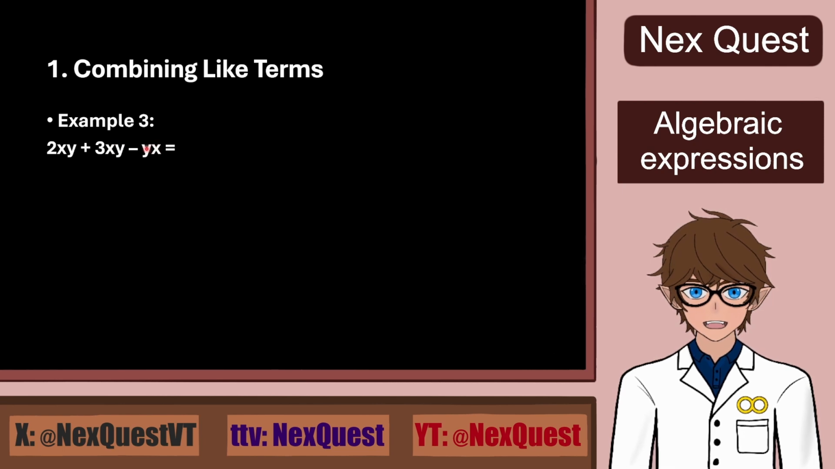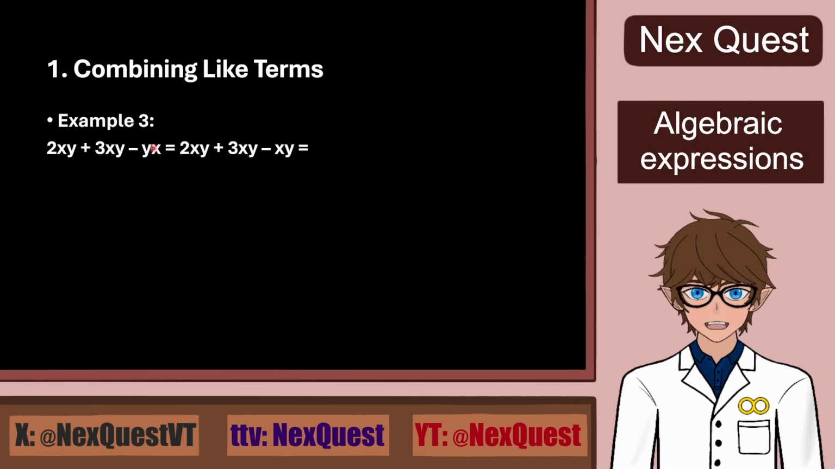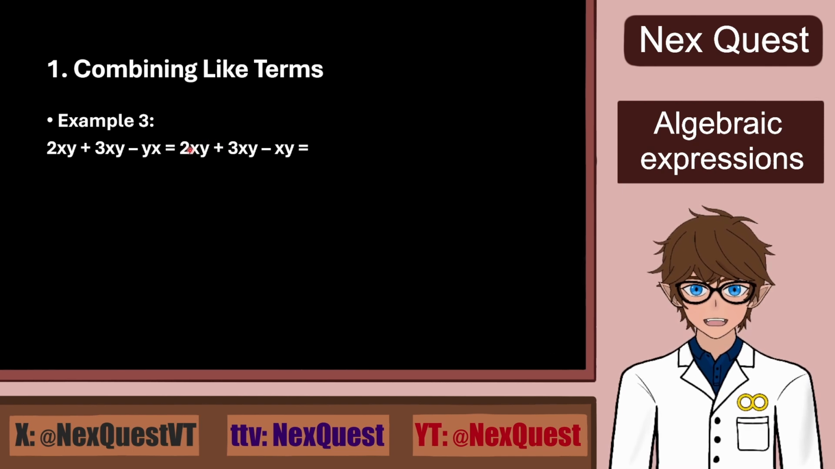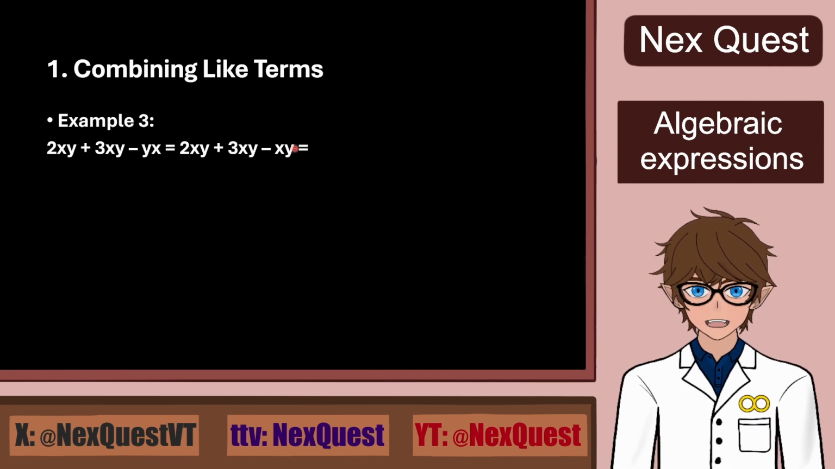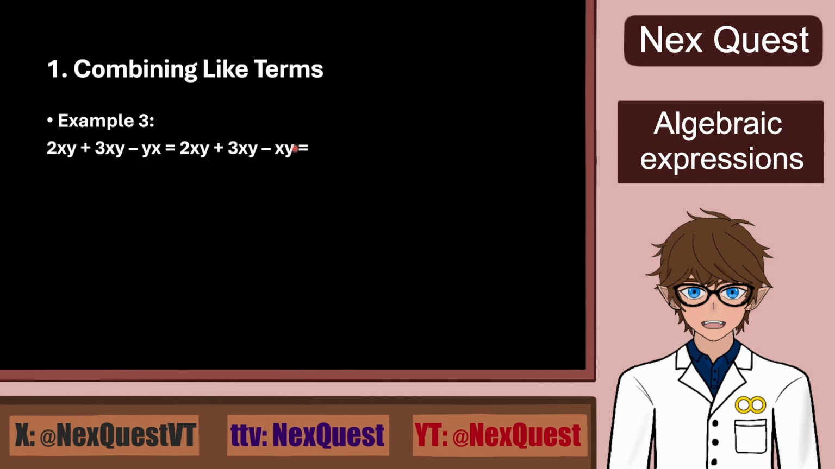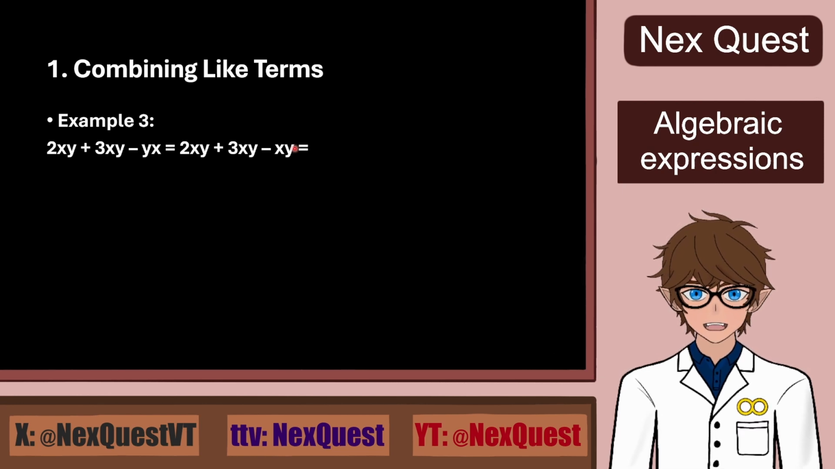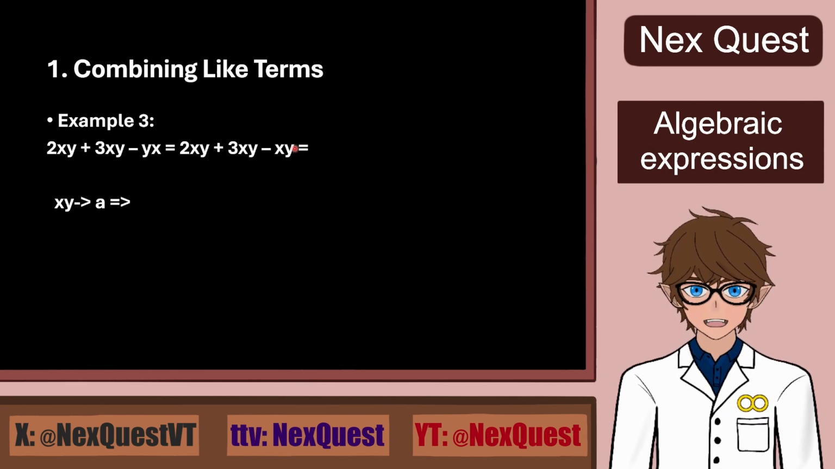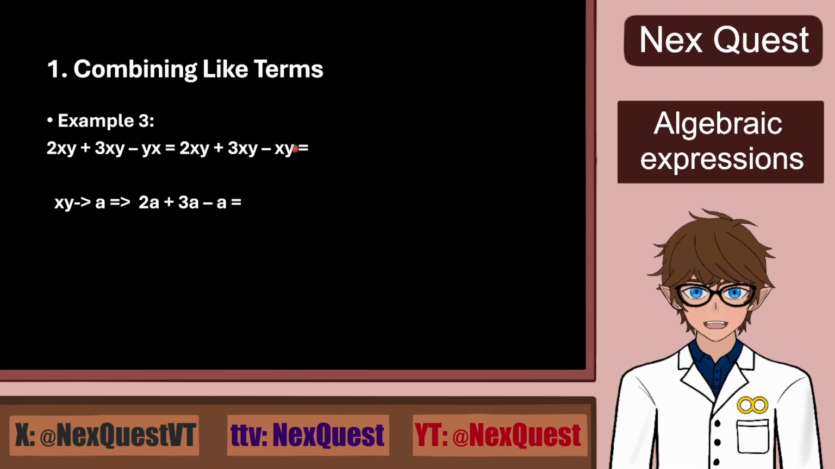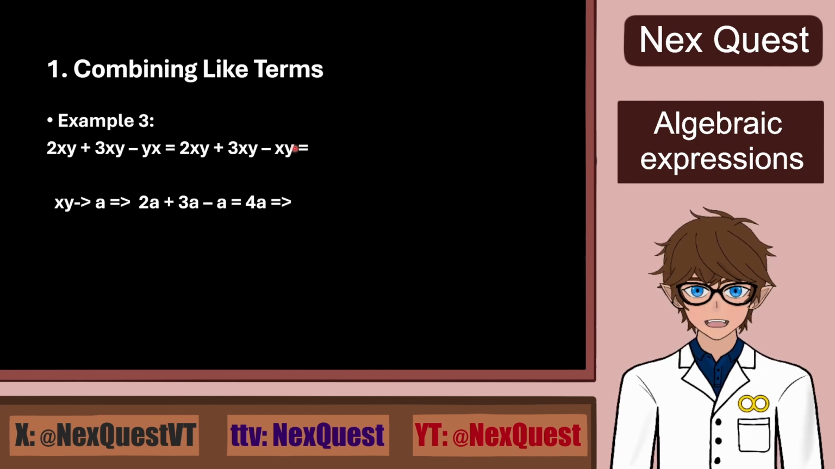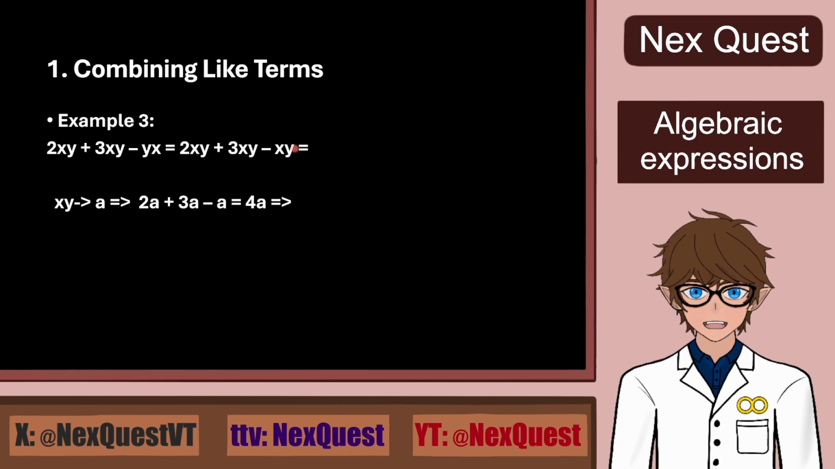However, we can change the order of x and y and rewrite this expression as 2xy plus 3xy minus xy. So now we have two variables. Do we know if we can add them together like we did with one variable, or do we have to do something more complex? Well, we can simplify the process by replacing the variable xy with a, for instance, which gives us the following expression, 2a plus 3a minus a. And this is very simple maths. We did 2 examples already. We get 4a. Now we replace a with xy, and this is our result.